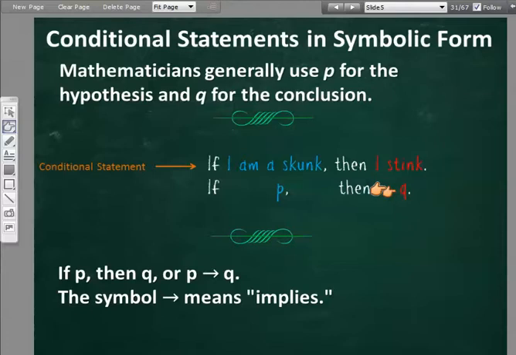There's a reason we do this, is because when you're filling out a truth table, you don't want to have to write out the hypothesis and the conclusion a whole lot of times. So this says if P, then Q. Alright, this little arrow symbol means implies, but a lot of times we use the word then. We'll say P then Q, or we'll say P implies Q. Either way is accurate.